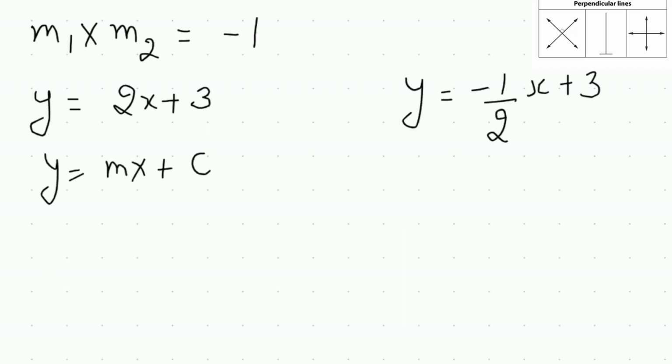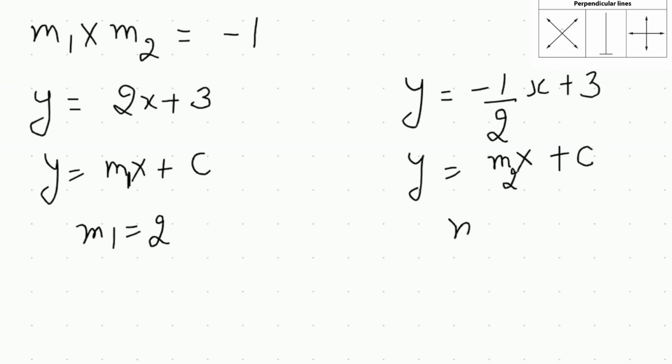m1 is 2, and I'll do the same here. Let it be m1 here, let it be m2 here, m2x + c. So m2 is equal to -1/2. Since m1 and m2 are not equal, that means they are not parallel, but I will check whether these lines are perpendicular to each other.